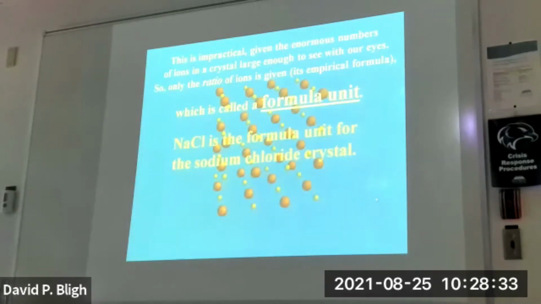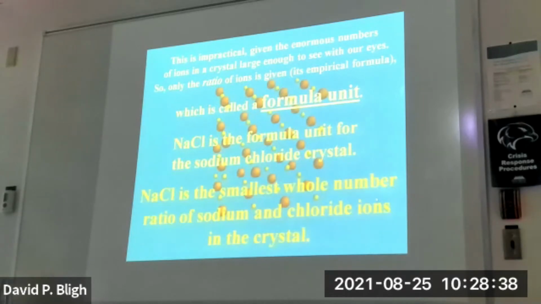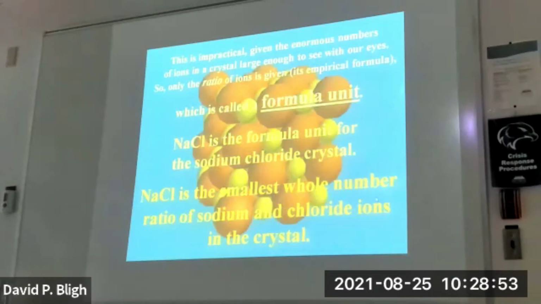And sodium chloride is the formula unit for the sodium chloride crystal, and it is the smallest whole number ratio of sodium and chloride ions in the crystal. So all formula units are the smallest whole number ratio of the ions in the crystal. That goes for all formula units.